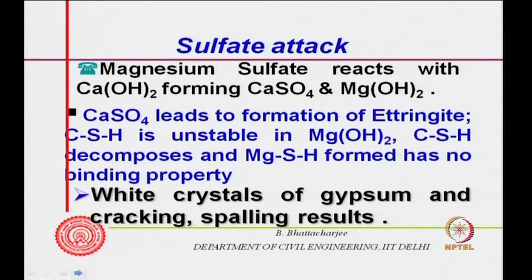So, one important thing from this discussion so far is that magnesium sulphate is more dangerous than sodium sulphate or potassium sulphate. If calcium sulphate comes in contact with the concrete, there is no need for formation of calcium sulphate from calcium hydroxide, it will straight away react with the tricalcium aluminate hydrate. So, you see white crystals of gypsum, cracking and spalling in all cases of sulphate attack. All right, so that is sulphate attack.